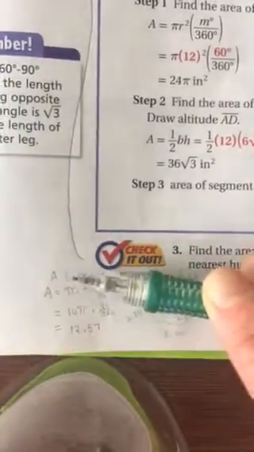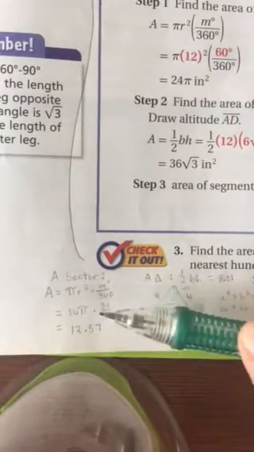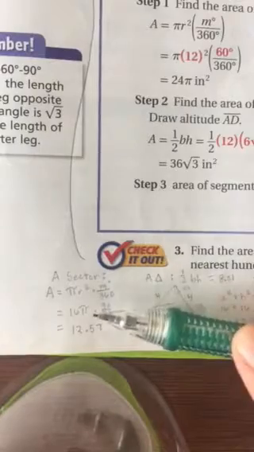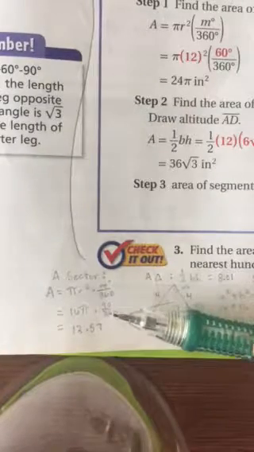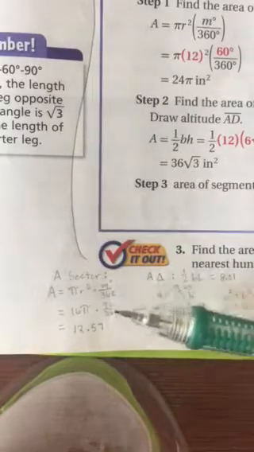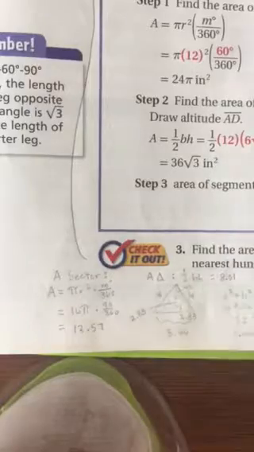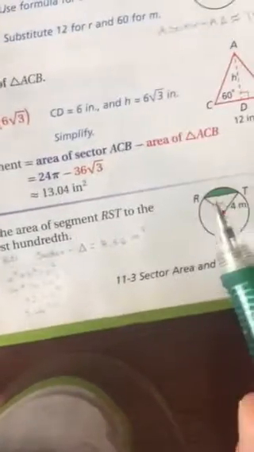So we're dealing with the area of the sector. So we have 16 pi times 90 over 360, or you could have said times 1 over 4 if you could just reduce that in your head. And we say 16 times 90 divided by 360 times pi. And that is 12.57. That gives us the area of the sector, this whole thing.